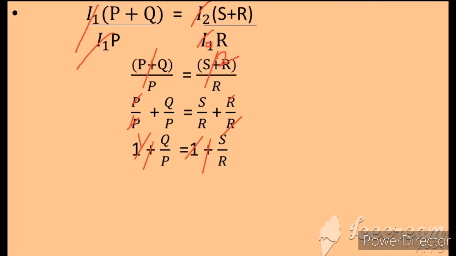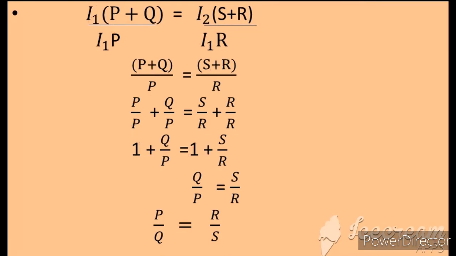This can also be written as the reverse. The reverse of this gives P by Q is equal to R by S. So this is your necessary condition for the Wheatstone bridge. This Wheatstone bridge is a very important question. For this, you mainly have to know the equations which you saw here, the main 4 equations. Okay, thank you.